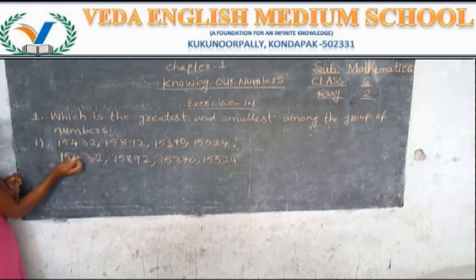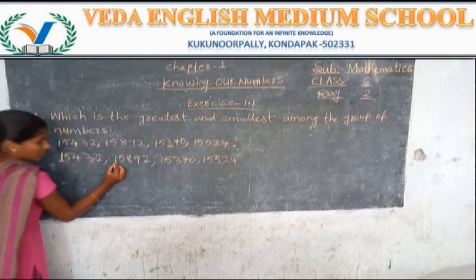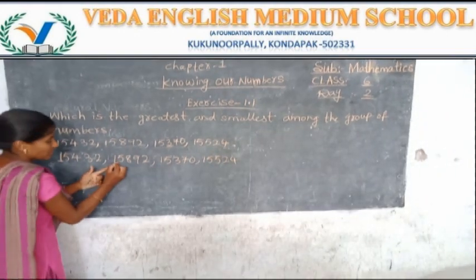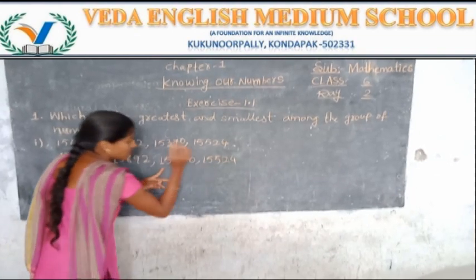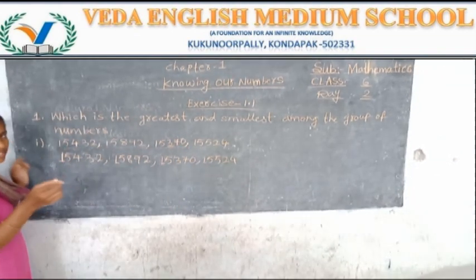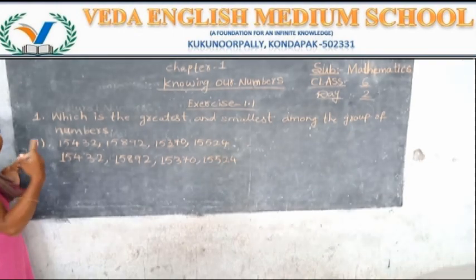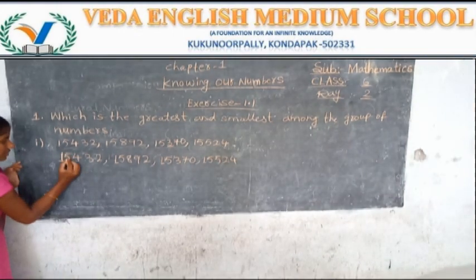In the first number, the first digit is 1. Here, in the second, the first digit is also 1. Here the first digit is also 1. Here also the first digit is 1. If the first digit is equal, then you have to compare the second digit.